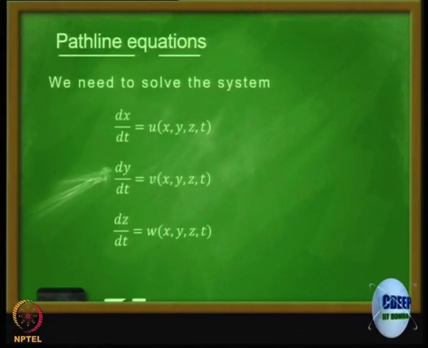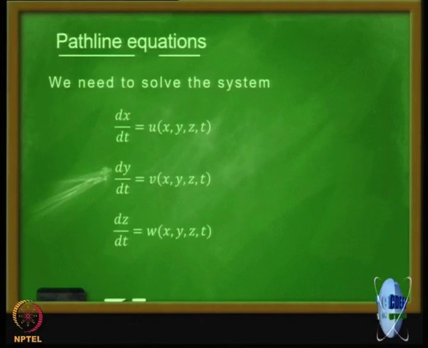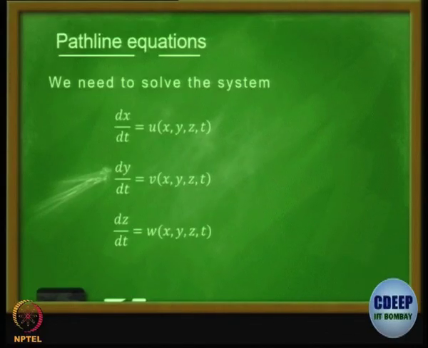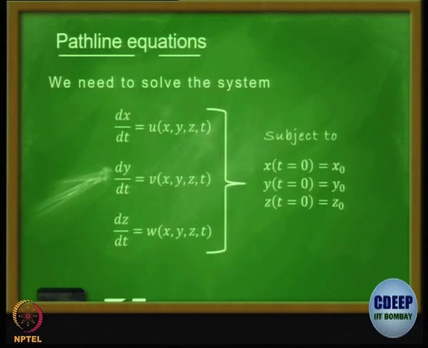So basically we have to solve this system where dx by dt, dy by dt, dz by dt, the xyz components of the velocity of the position which change with time, correspond to the values of u. So u is a function of x, y, z and t. So not only the location but also time. That is why it is unsteady flow. All of these are subject to some initial condition.